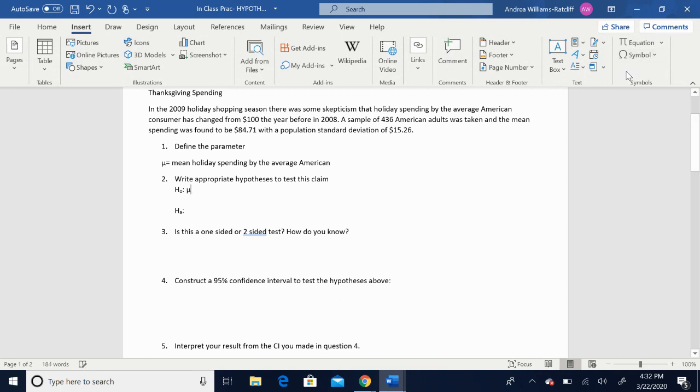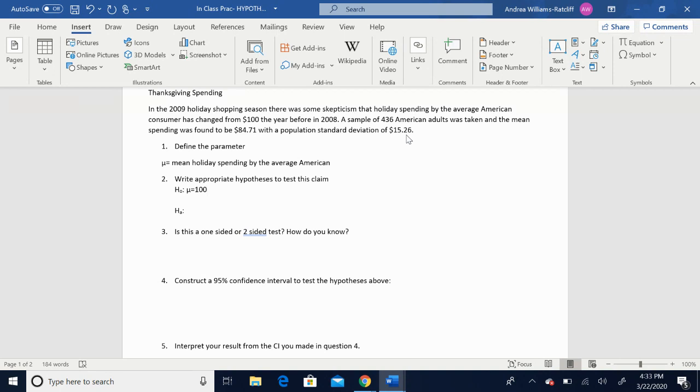So I have mu. And I know that the null always has to be an equation. So I'm going to stick the mu equals there. Now, if you left this out and you just hit the equal sign, then that would be wrong. It would not be considered appropriate because your hypothesis would not tell me what parameter you're trying to estimate. Okay. So now let's think about what's going on here. We know that the year before in 2008, the average spending was $100 a person. And now we have skepticism that it's changed. So we have to set this up as mu equals 100.